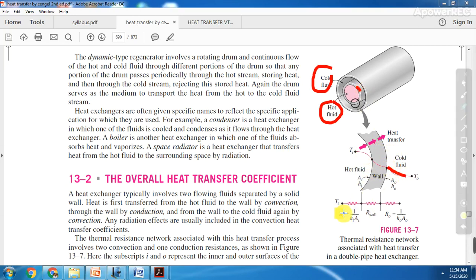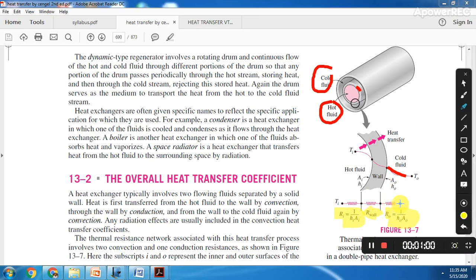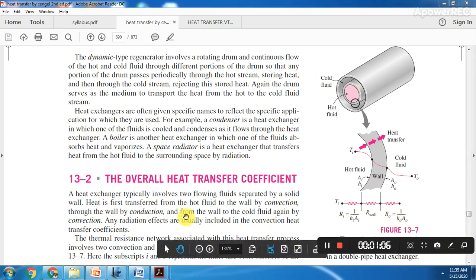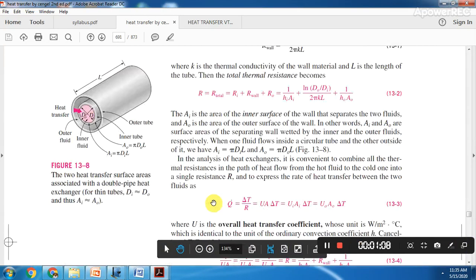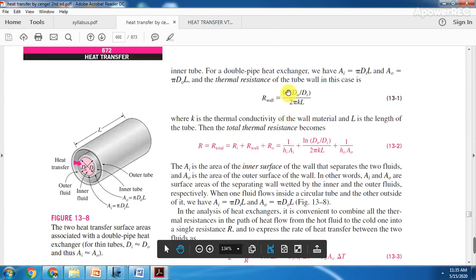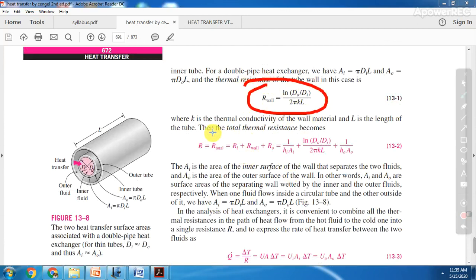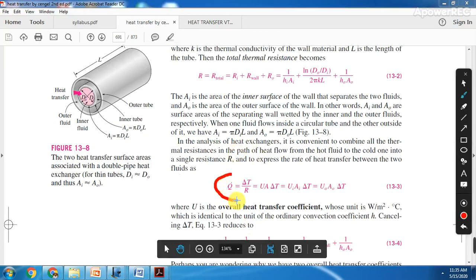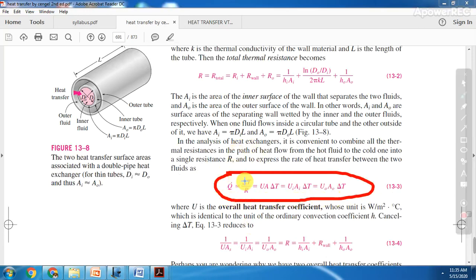This is the resistance for the convection heat transfer, that is 1 divided by Hi. Resistance for the conduction heat transfer is R wall, and resistance for the outside surface. If we take the total resistance for the heat transfer, the resistance for the wall heat transfer is given by R wall, and the total resistance is the summation of the three resistances.